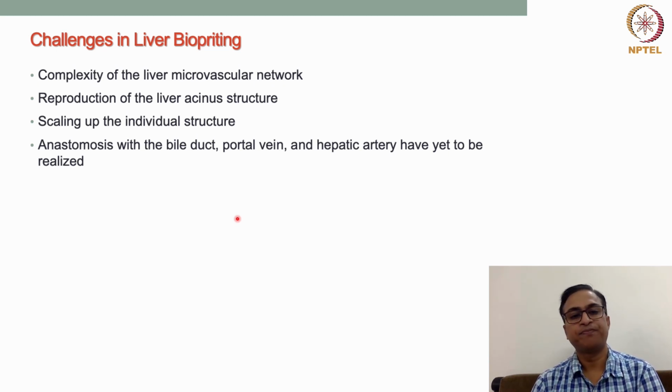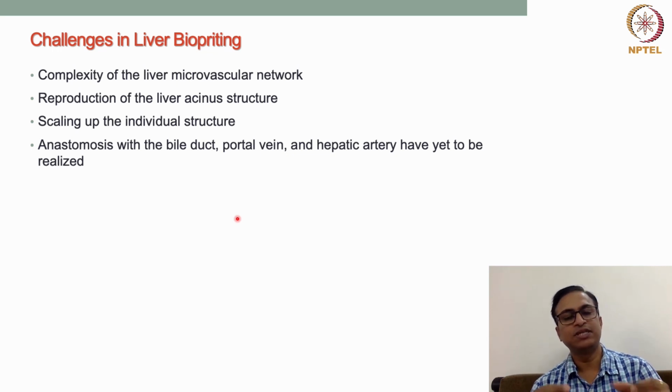That is another challenge. The other thing is that till now people have shown these individual structures, but when these are connected and implanted in an injured liver model, the anastomosis with the bile duct, portal vein, and hepatic artery has still not been realized. Suppose we have bioprinted structures with a bile duct, a portal vein, and a hepatic artery, all these provisions are there.